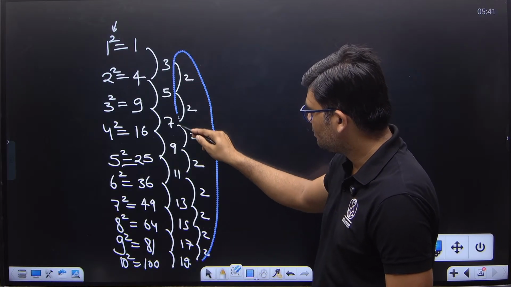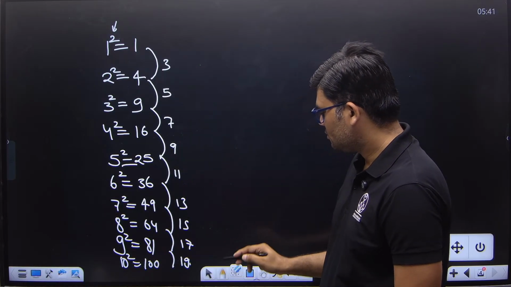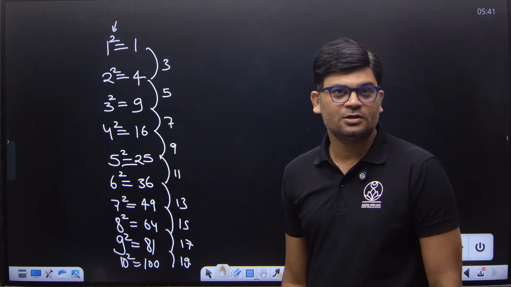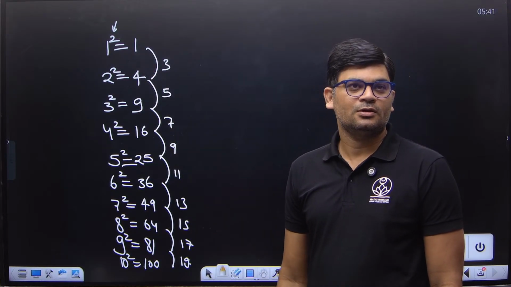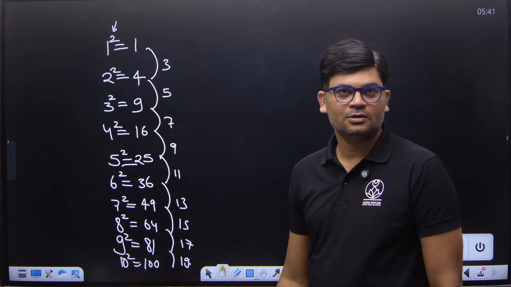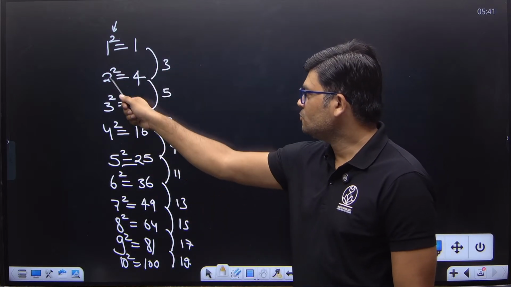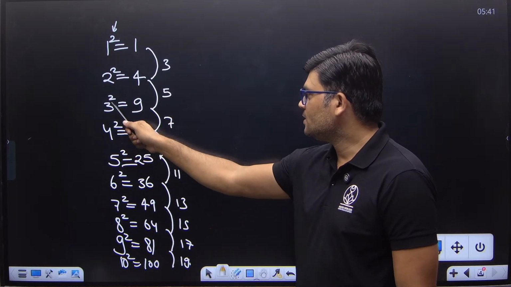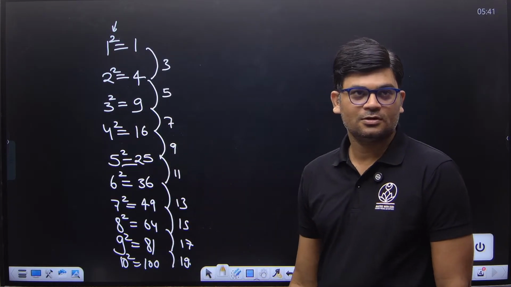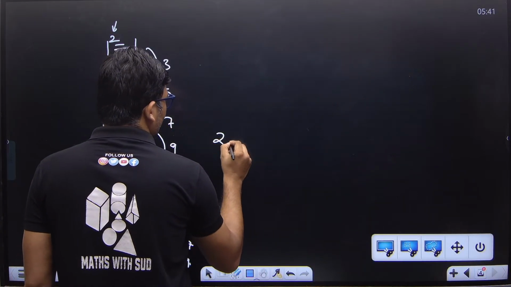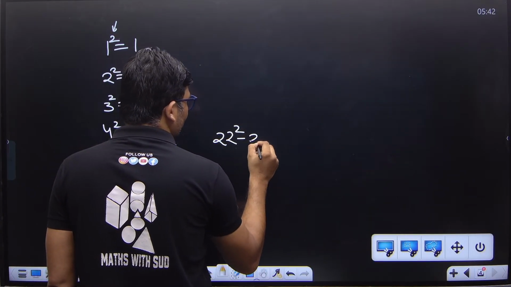Can you see that? The difference between any two consecutive squares is how much? Odd number. Yeah. So you can see 2 plus 1 is how much? 3. 3 plus 2 is how much? 5. 5 plus 2 is how much? 7.